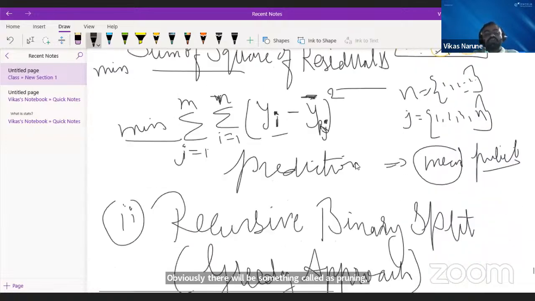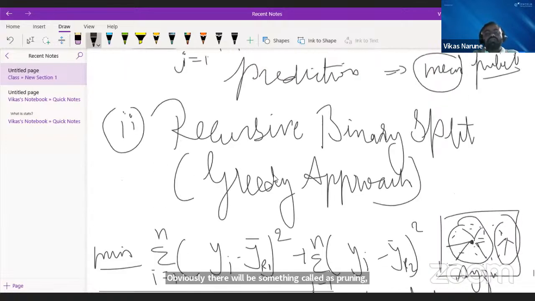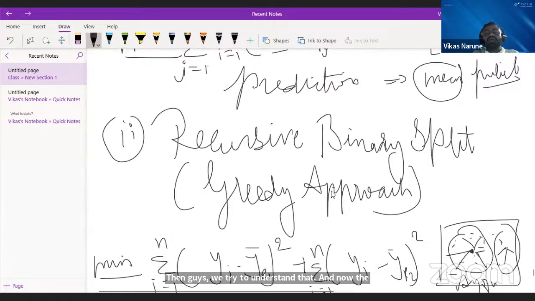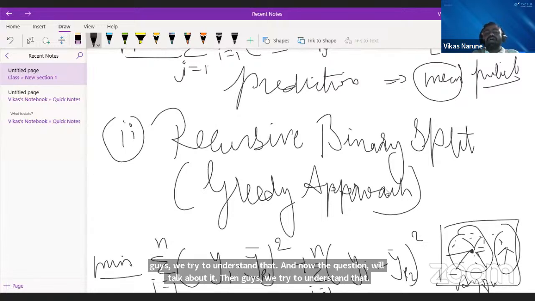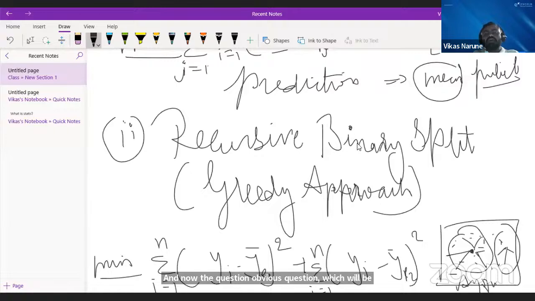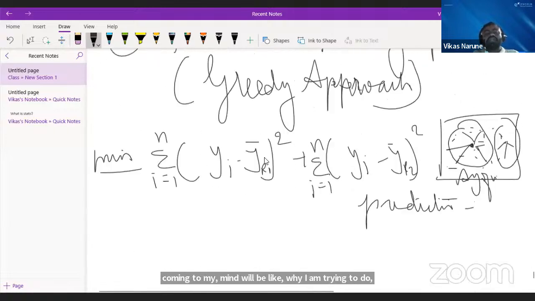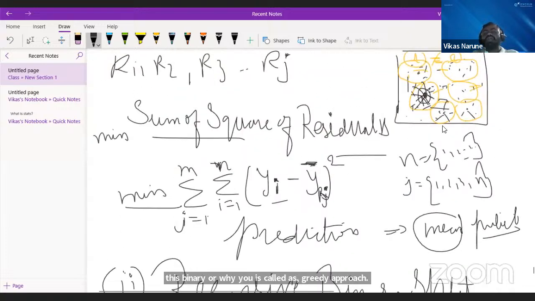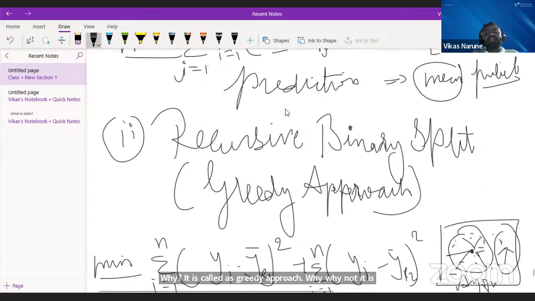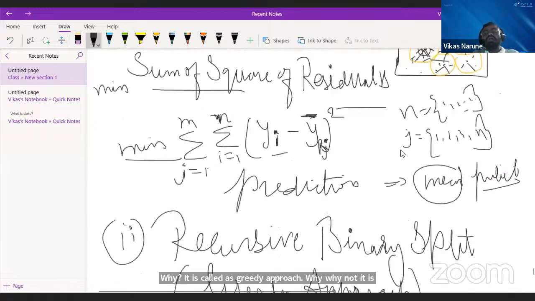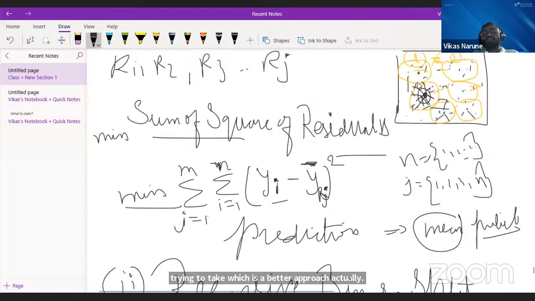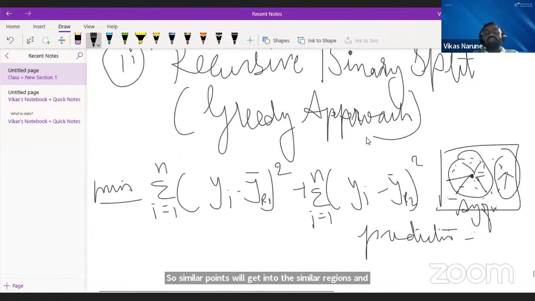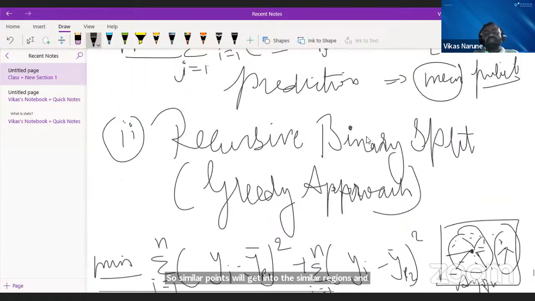Now the obvious question that comes to mind is why I am trying to do this binary split, and why it is called a greedy approach. Why is it not trying to divide into n number of regions, which is a better approach actually? Similar points would get into similar regions, and that's how it would become very easy to create a prediction for us.